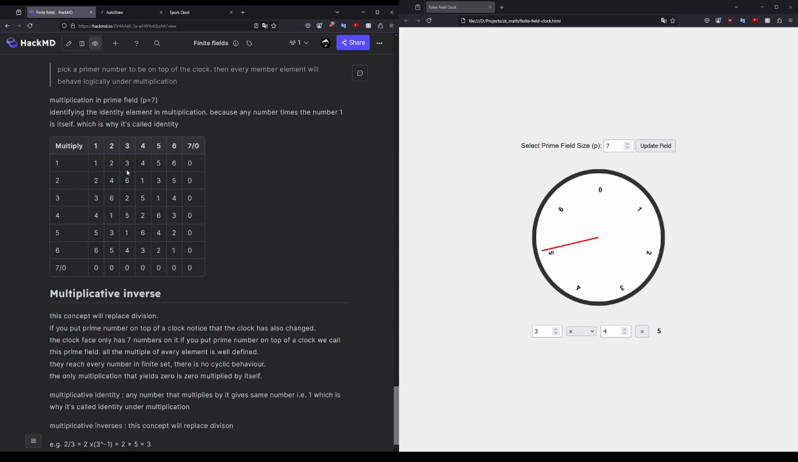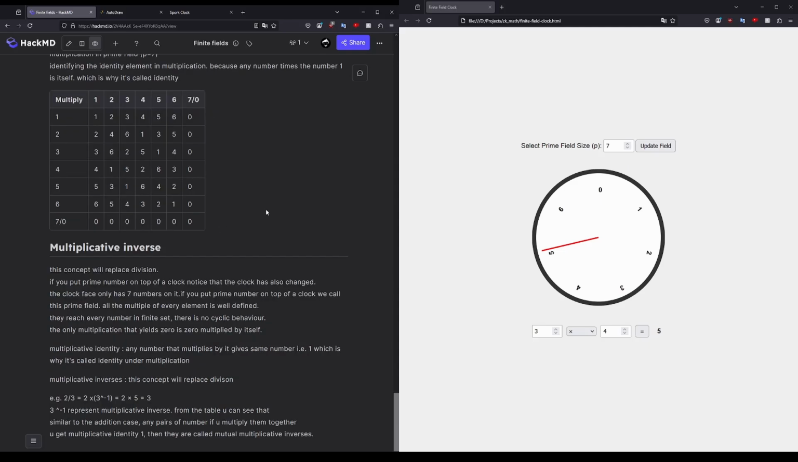And you also have to see the multiplicative inverse, which will become division. So any number when multiplied with another number gives us 1, that is its multiplicative inverse. For example, for 2, the multiplicative inverse is 4. For 3, the multiplicative inverse is 5. We get 1 here. So in the table, everywhere we get 1, it's the multiplicative inverse for that number.